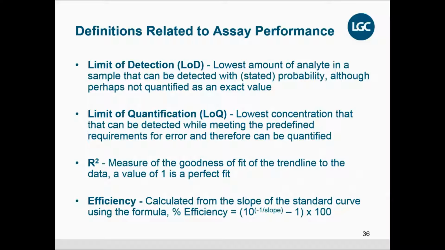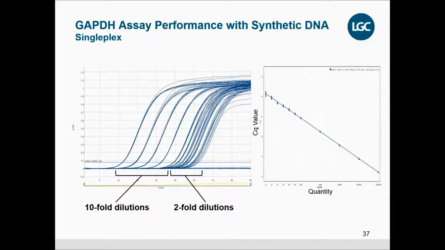R squared: how well is our trend line fitting to the data in our standard curve, a value of 1 obviously being a perfect fit. And PCR efficiency, which we're calculating from the formula shown. This is related to the slope of the standard curve, a slope of negative 3.32 equating to 100% efficiency.